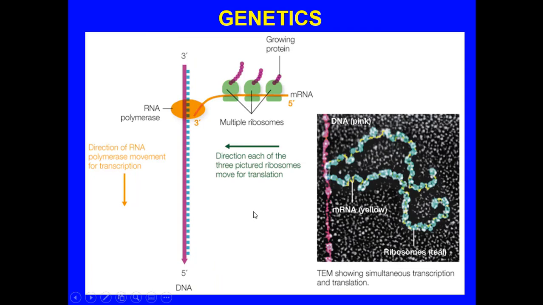Here is the formation of a polysome. And you can see this by a transmission electron micrograph showing simultaneous transcription and translation. So as you're transcribing, these ribosomes are going to jump on and do the translation. Okay?